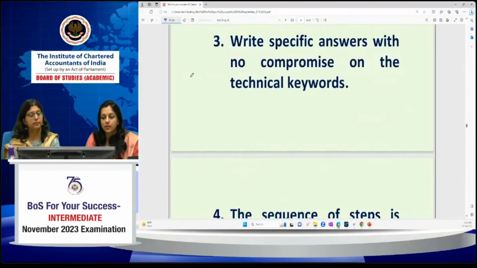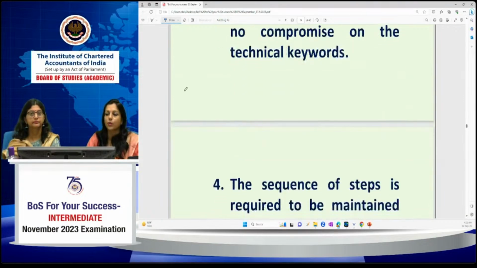The next is, write specific answers with no compromise on the technical content. You know that it's a technical paper, a completely technology-based paper. So you cannot compromise on writing the keywords. You have to write the technical keywords belonging to that particular answer of that question. It doesn't mean that you only write the heading. You are free to explain in your own words, but you cannot compromise on the technical words. We'll do practice and share some points in the form of questions, so what are the keywords that you have to mention in a particular answer?